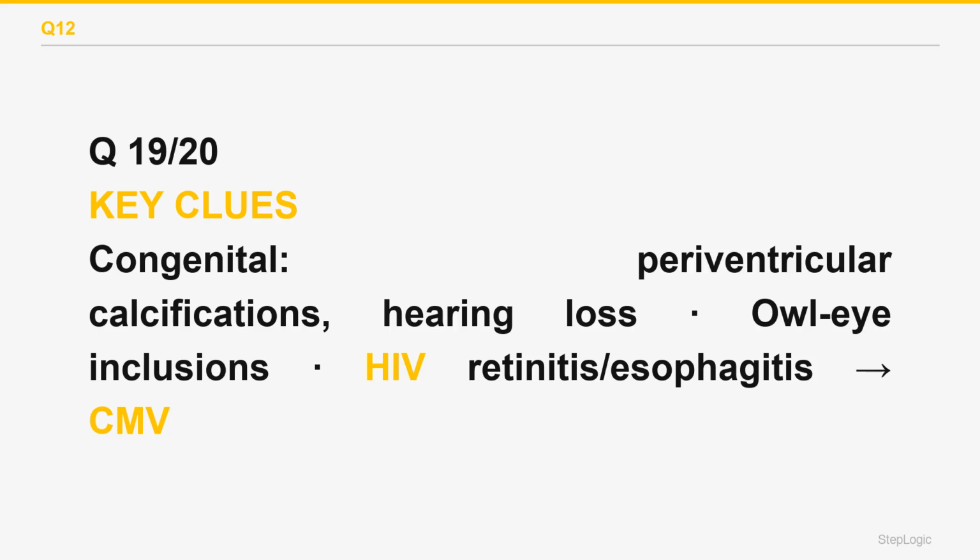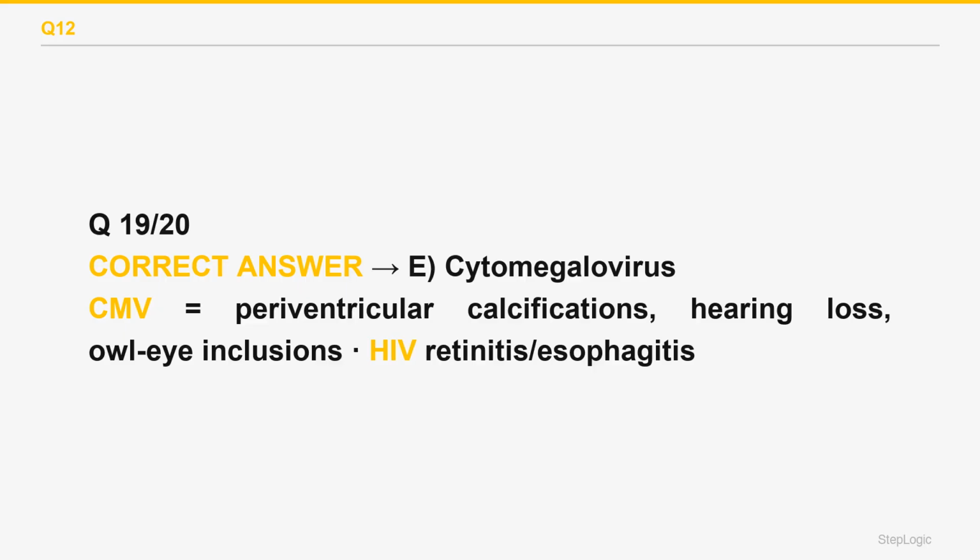In immunocompromised patients, especially AIDS with CD4 below 50 or transplant recipients, CMV reactivates to cause retinitis, esophagitis, colitis, and pneumonitis. The correct answer is E.